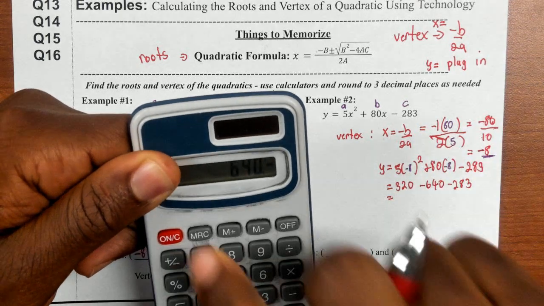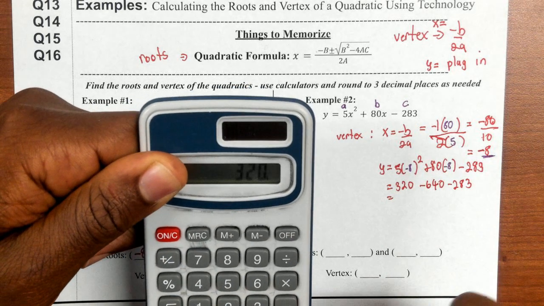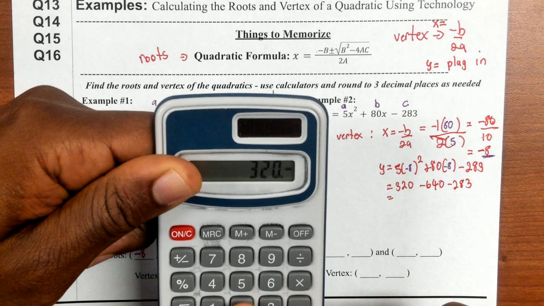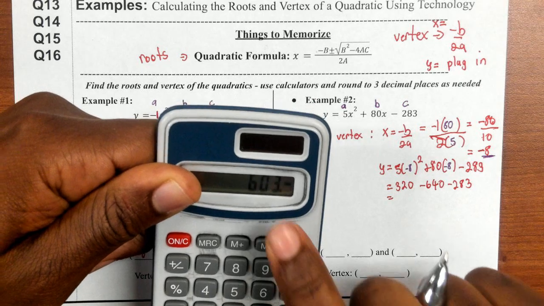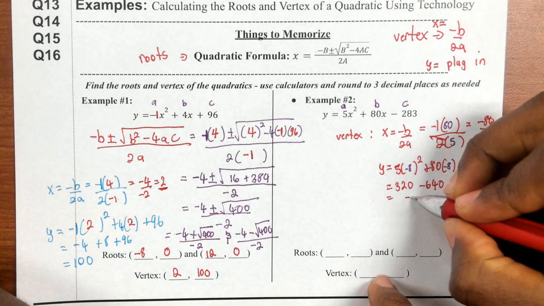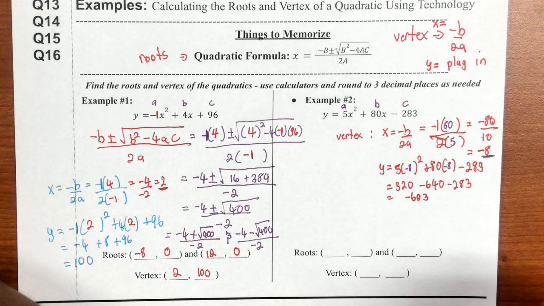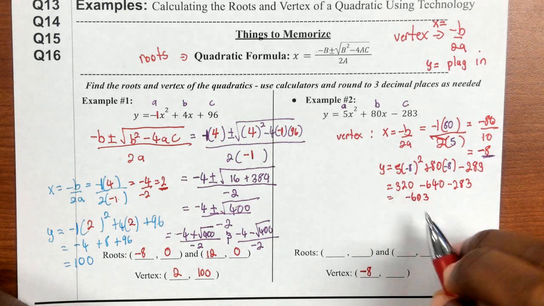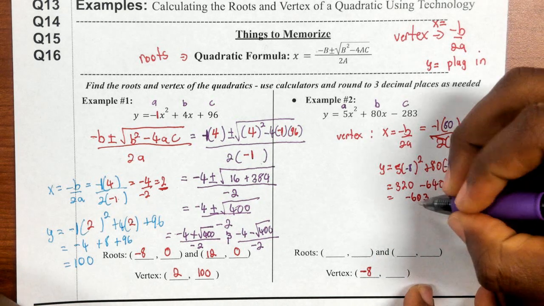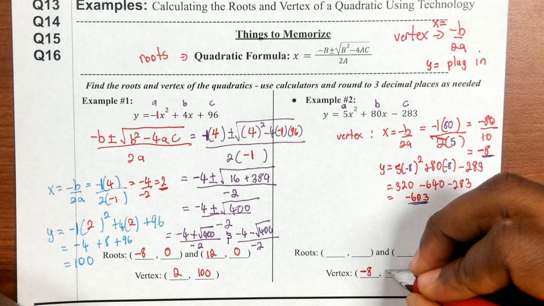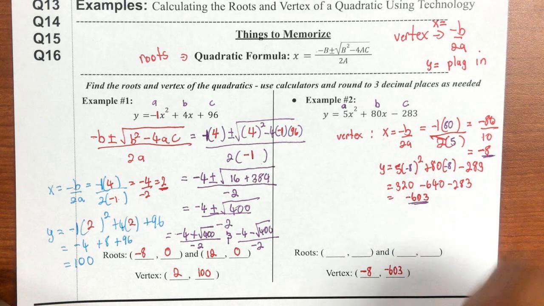Now we're going to calculate 320 minus 640, then minus 283, which will give me negative 603. So the x value of my vertex is negative 8, and the y value of my vertex is negative 603. Okay? So now we're going to find the roots by using a different formula.